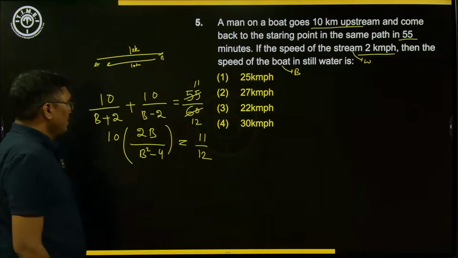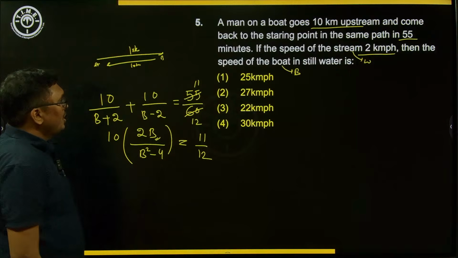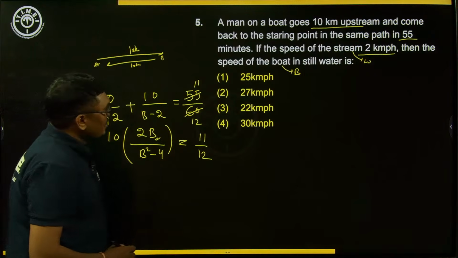That means b should be a multiple of 11. So from the options, which option is a multiple of 11?